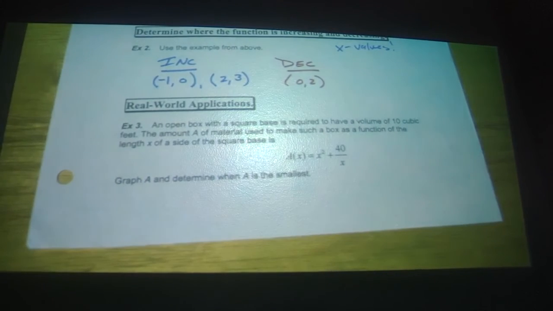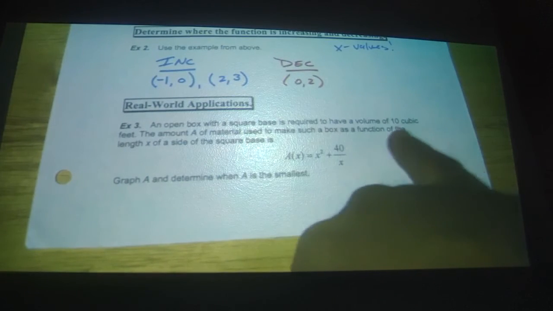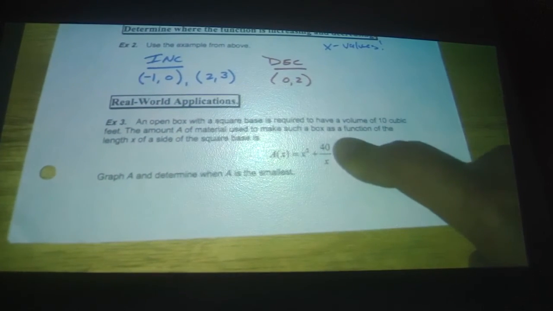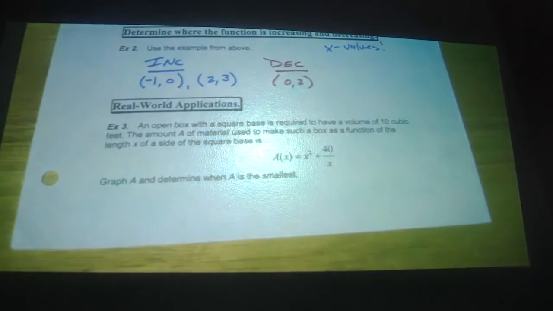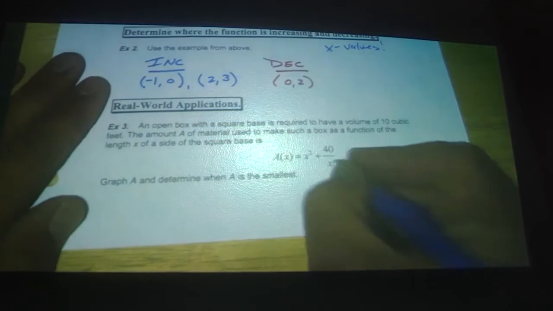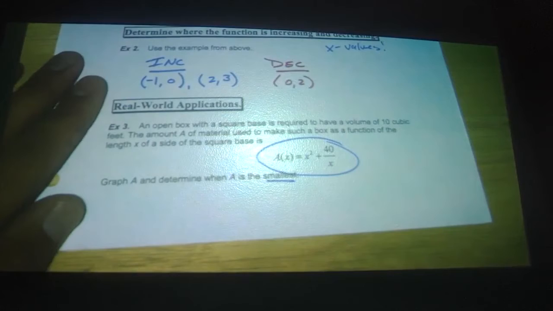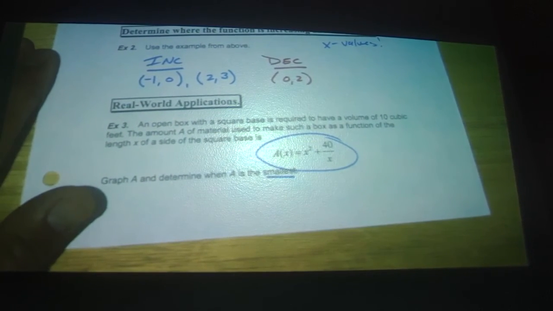Okay? Now, if you didn't understand any of the stuff that they're talking about, they're trying to have a square base of a box and they're trying to get a volume of 10 cubic feet, and they're talking about the amount A of material of a box. This is the material that's going to be used for the box, and they want this to be the smallest. If you didn't get any of that, here's the big idea. You need to graph this and we need to find the smallest of that. Well, from what we just talked about in chapter 2.3, what's another word for smallest?